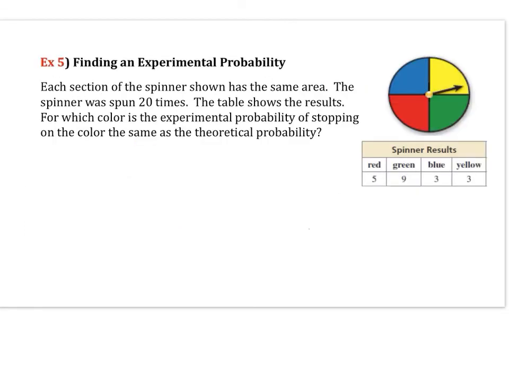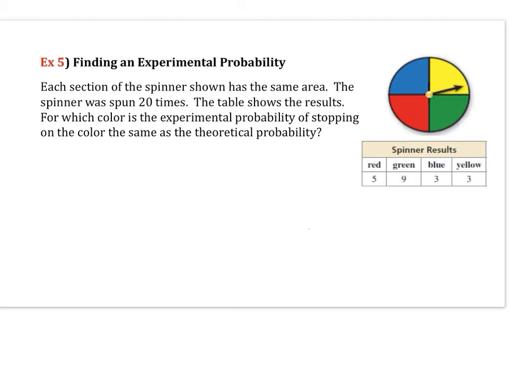All right, so let's find an experimental probability. Let's say each section of the spinner shown has the same area. The spinner was spun 20 times, so this is an actual experiment. This is not theoretical. These are different types of probability. So this is like us collecting data, spinning the spinner 20 times, and recording all of the results. The results are shown here in this table.